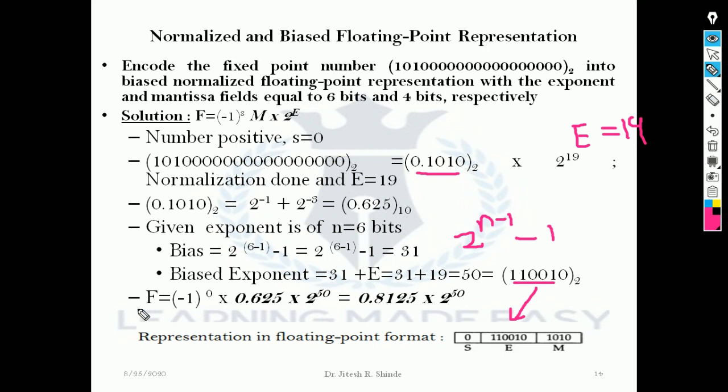Another way, F is equal to minus 1 to the power S. The number is positive, so 0 is written here. The mantissa is 0.625 into 2 to the power of the biased exponent value, which is 50. So 0.625 into 2 to the power 50 comes here. Next example.